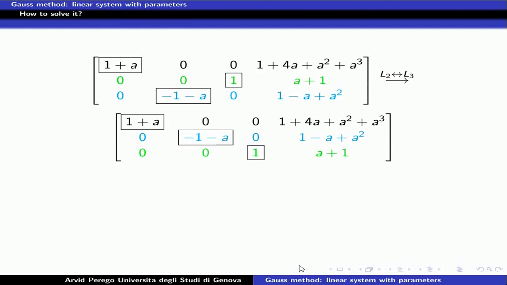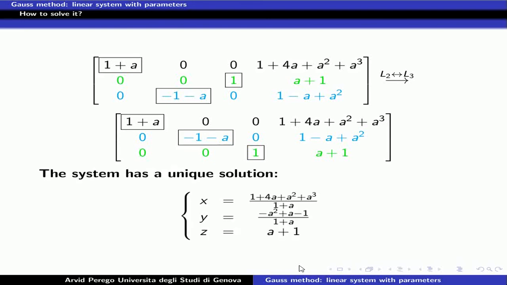So, in conclusion, you see that this linear system has only a unique solution, which is the following. X is 1 plus 4a plus a squared plus a cubed divided by 1 plus a. Y is minus a squared plus a minus 1 divided by 1 plus a. And z is simply a plus 1.